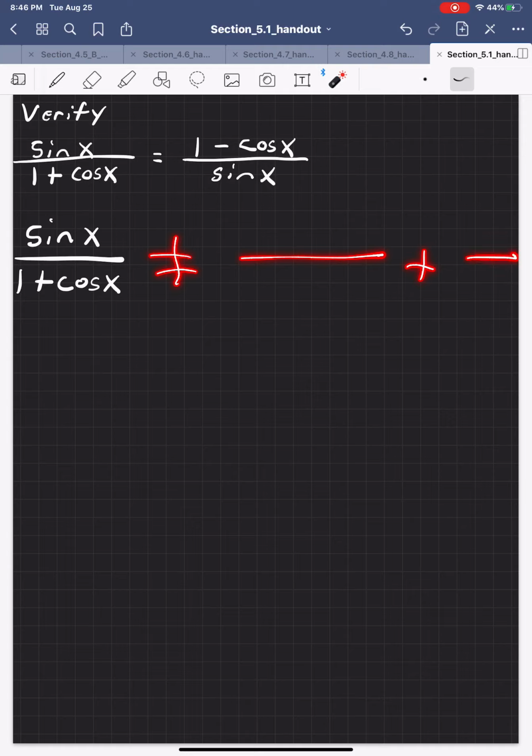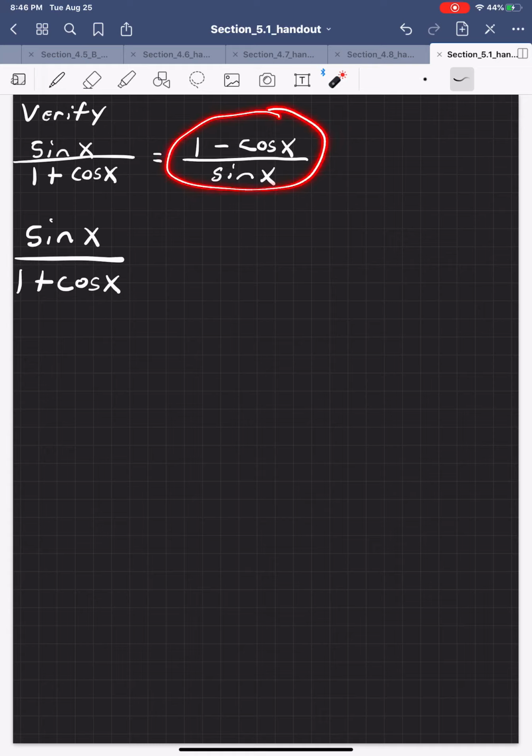Right? It won't work. It's very important that you understand this can be broken up into two fractions, what I'm circling now. This could be 1 over sine of x minus cosine of x over sine of x. When you have two terms in your numerator, you can break that up into two fractions. That doesn't work here. You cannot break this up into two fractions.